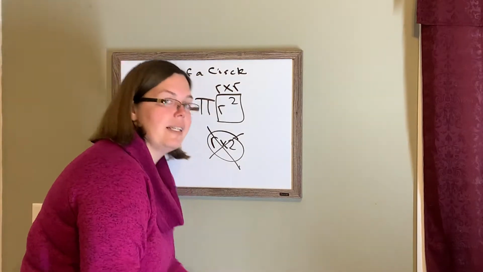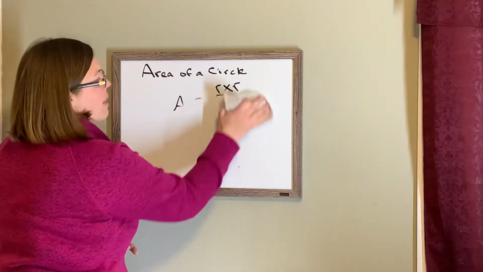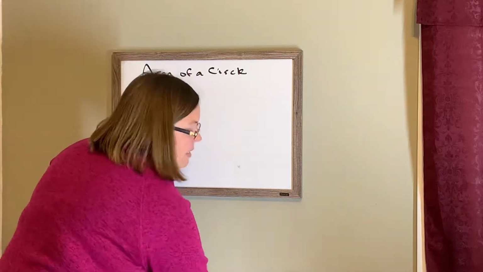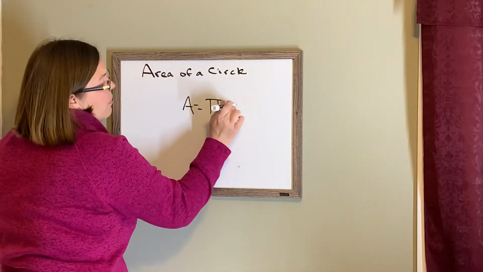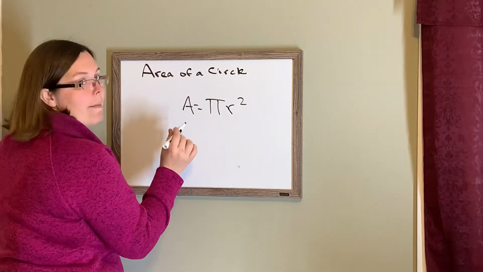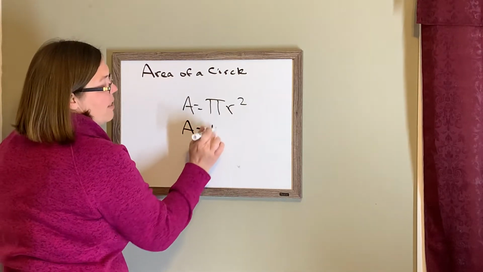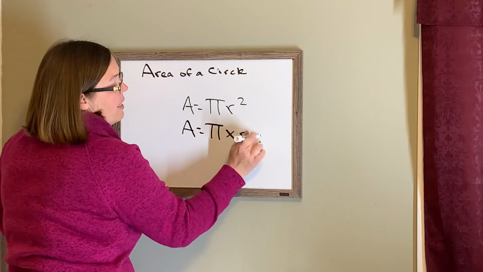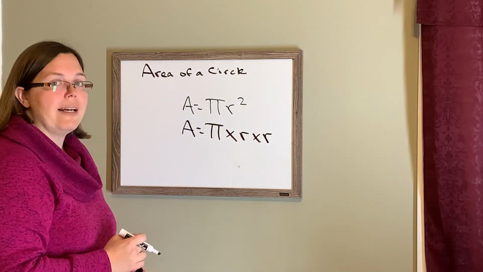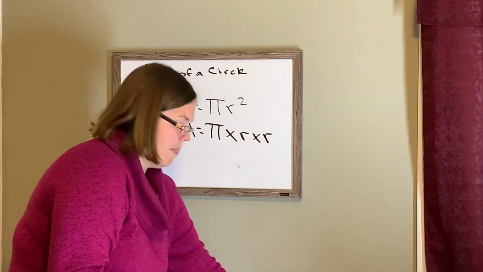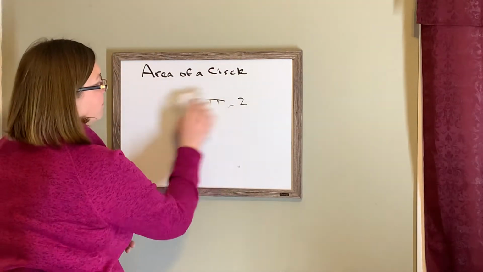So how I like to attack this, so that we don't make that mistake, is I like for you to write area equals pi r squared. That's the formula. But if you change it to area equals pi times radius times radius, it really does help prevent many people from making that error. Let's try an example.